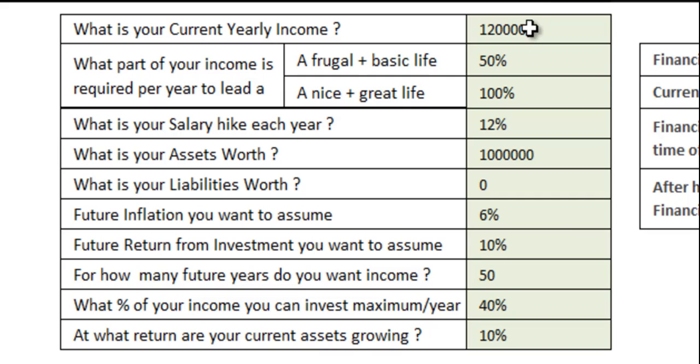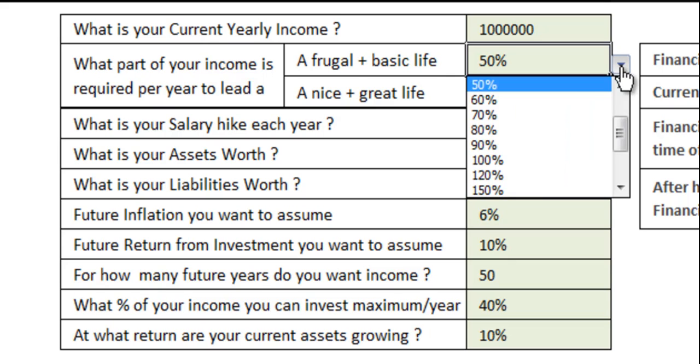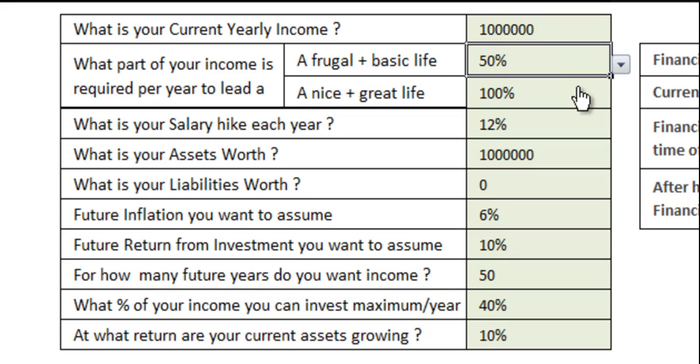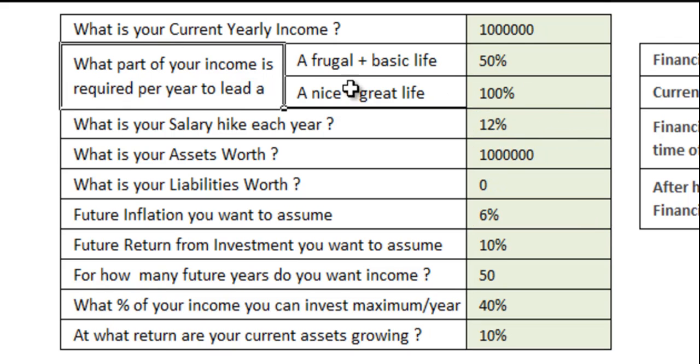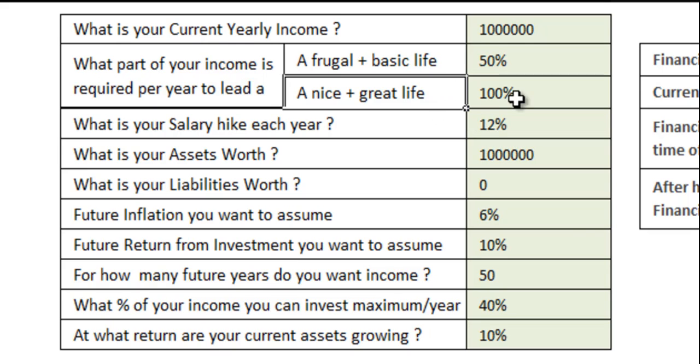So you have to put in some numbers here. For example, what is your current yearly income? Let's say a person is earning 10 lakh rupees, I'll just take an example. So a person is earning 10 lakh rupees on a yearly basis, and what part of your income is required to lead a frugal and basic financial life? Let's say you say that 50% of my income is enough to live a basic life, but I need 100% of my income, that is a total of 10 lakh rupees, if I want to live a nice and great life, which you must be doing right now.